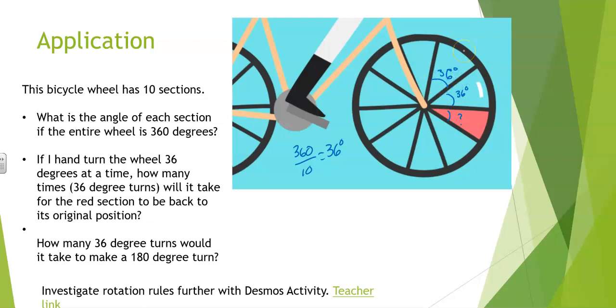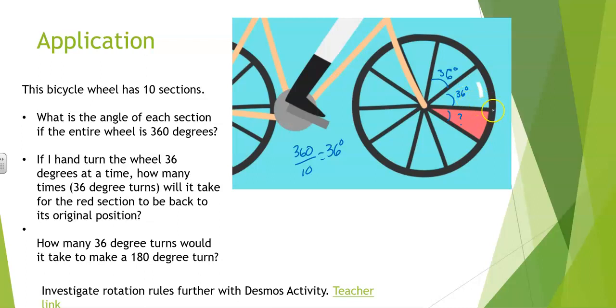And this is useful when you're doing anything that rotates. There are a lot of things, records, it's a little old school, but you might know what a record is. And merry-go-rounds, Ferris wheels, lots of things going around and around. So if I hand turn this wheel, nobody's on it, I'm hand turning the wheel 36 degrees at a time. So I turn it and then I stop it. How many times will I do that? Well, I have to do that to get the red section right back where it started.